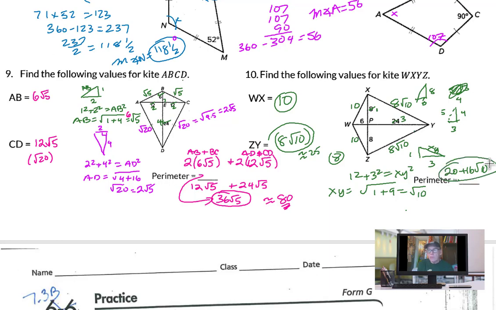Again, if you look at root 10 as being about 3.2, you've got 48 plus another 4, so you got about 52, 62, you got about 72. So decimal-wise, it's going to be close to 72, but exact answer-wise, 20 plus 16 root 10.